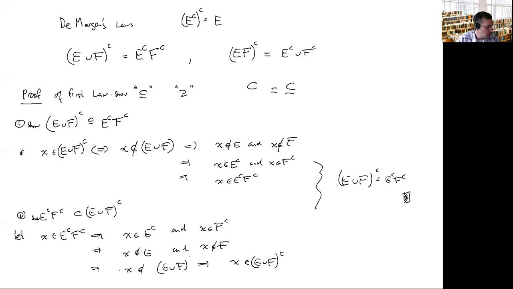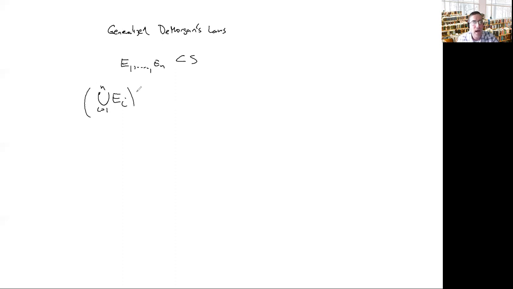And now I want to, without proof, state the generalization of De Morgan's laws. I'll do it on the next slide. This is the most general case. So let me call this generalized De Morgan. It goes like this. You're given a bunch of sets, E1 through En, a bunch of subsets of the sample space, and then we take the union, i goes from 1 to n, of E sub i. That's, of course, the same thing as E1 union E2 union E3, etc., all the way up to E sub n. And we complement that.